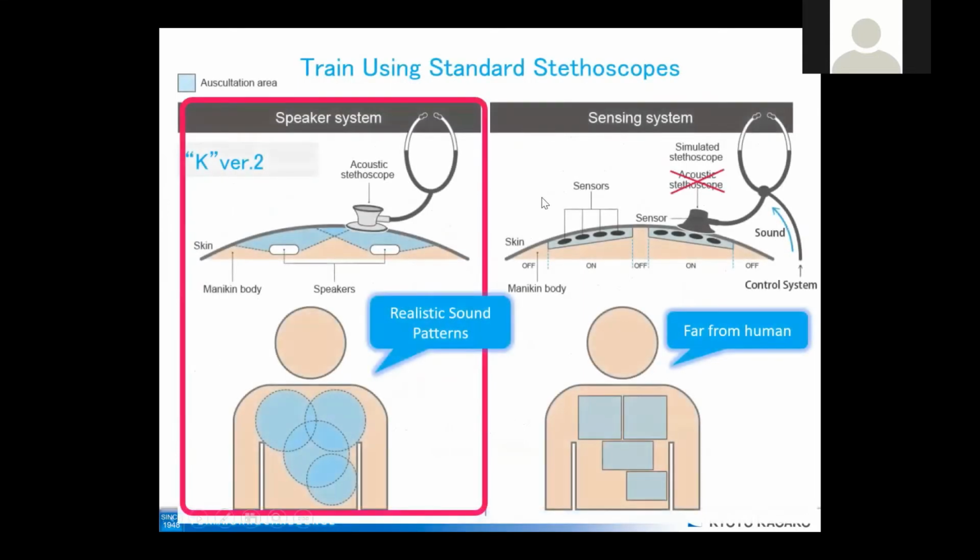Here we have a picture comparing the systems of these 2 technologies. I mean, the speaker technology that we explained before and that our simulator has, and the other sensor technology that many others have. And as you can see here, the speakers are spreading the sound naturally. And if you look at the sensor simulator, well, there is no speaker.